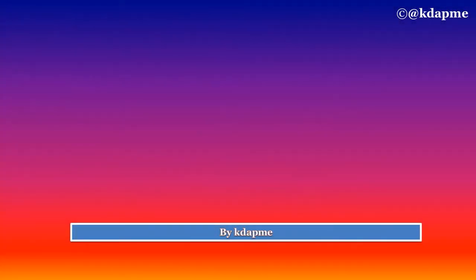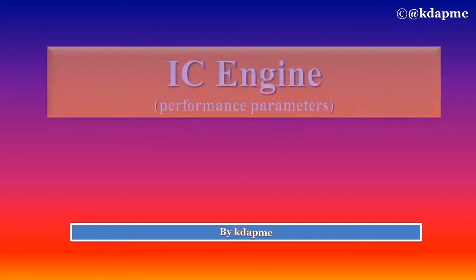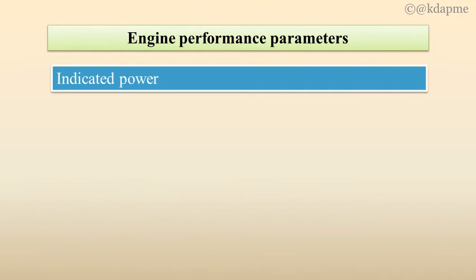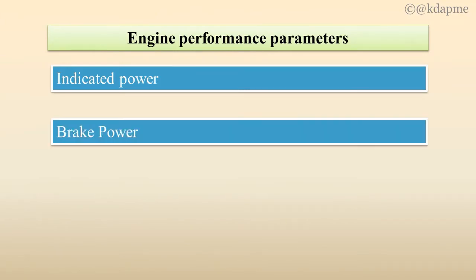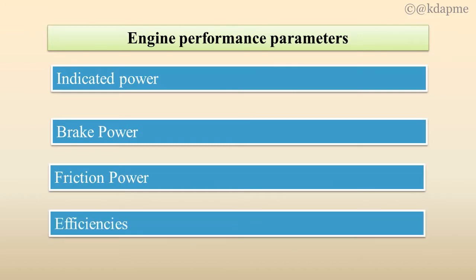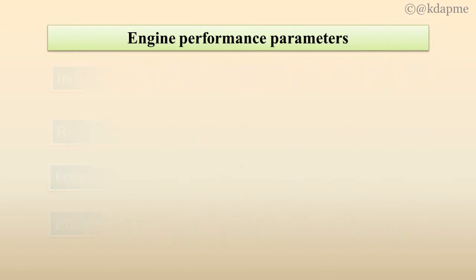Basically, the parameters we need to take care of as far as engine performance is concerned are all about indicated power, brake power, friction power, and certain efficiencies. So let us discuss all these parameters one by one. The very first parameter is indicated power.